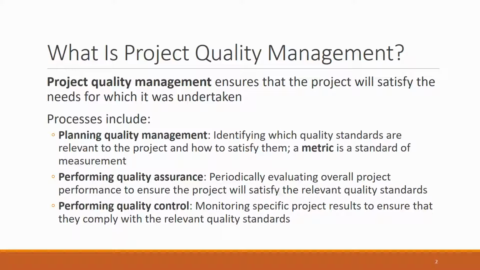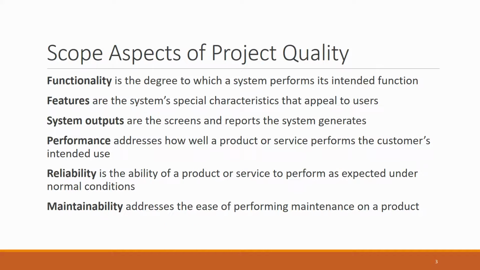Okay, so performing quality assurance is periodically evaluating the overall project performance to ensure that the project will satisfy the relevant quality standards. We've defined those quality standards in the planning portion. And then quality control, monitoring specific project results to ensure that they comply with the relevant standards.